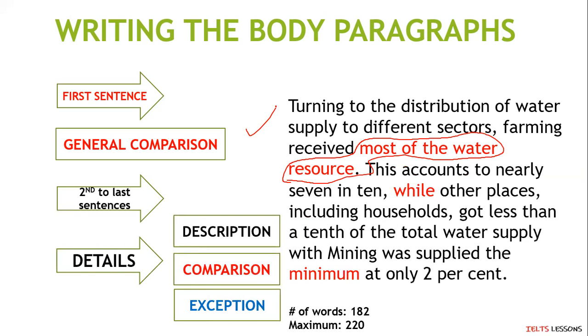Then we have description, comparison, and exception. So we have description: this accounts for nearly 7 in 10. You have to memorize the conversion of changing percentage to fraction. Remember to memorize them. And this is comparison between sentences: while other places, including households, got less than a tenth. A tenth. Let's see if you remember. What is 7 in 10, if you remember?